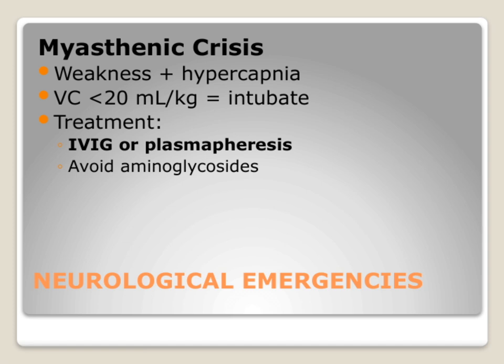In terms of treatment, two main options are IVIG, or intravenous immunoglobulin, and plasmapheresis, both of which help reduce the circulating autoantibodies that are attacking the neuromuscular junction. It's also very important to avoid certain medications like aminoglycosides, which can worsen muscle weakness by interfering with neuromuscular transmission. This slide highlights that neurological emergencies, such as myasthenic crisis, require prompt recognition and intervention to prevent respiratory failure. Recognizing these key signs and understanding the treatment options are vital parts of managing patients with myasthenia gravis effectively.